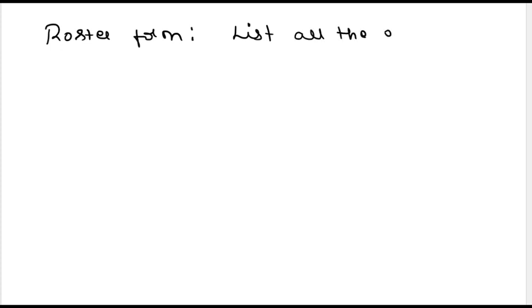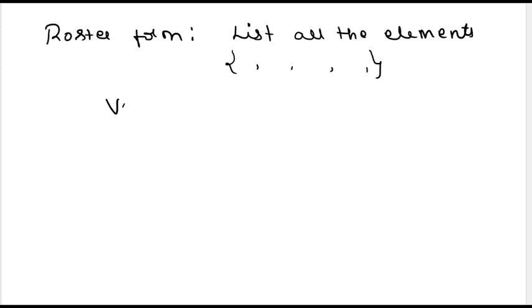So in the last video I discussed the definition of a set, how to identify whether it is a set or not, and the definition of roster form and set builder form. In roster form, what we will do is first list all the elements, and they are separated by commas and enclosed within the flower bracket.